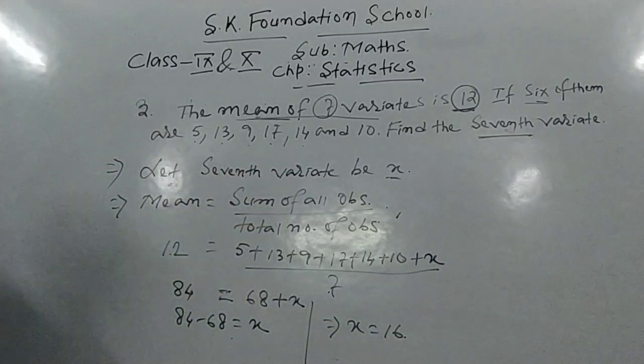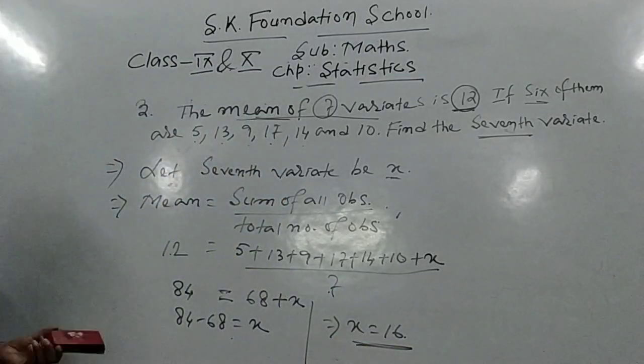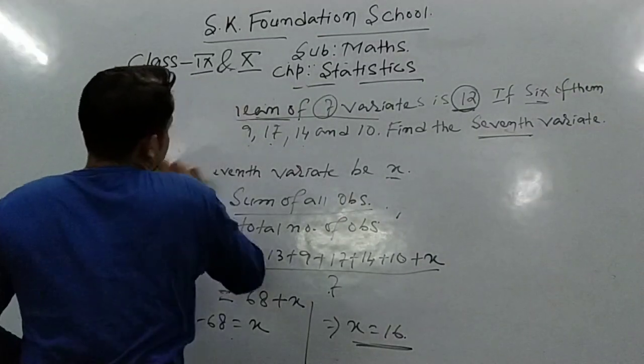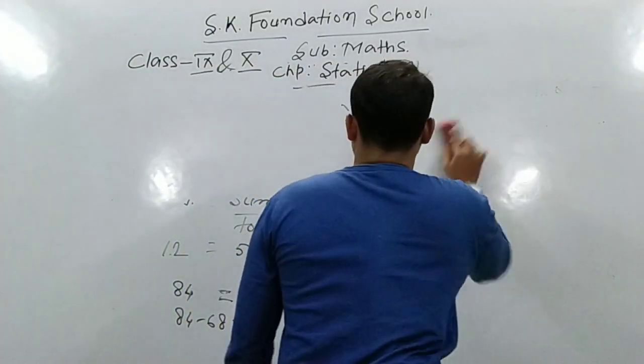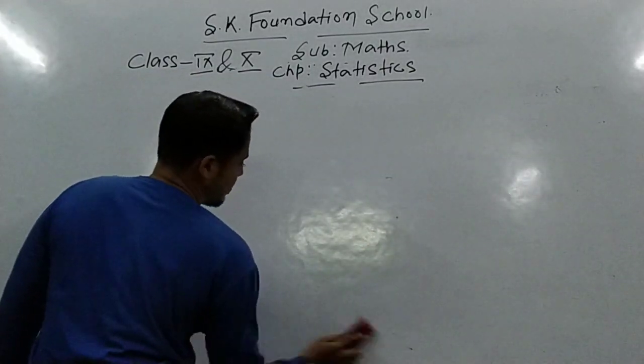Okay, clear? The value of the 7th variate. Clear? In this way we are going to solve this type of sum. Okay, next we move to another type of sum. This is our first type. Next we move to the second type of sum.